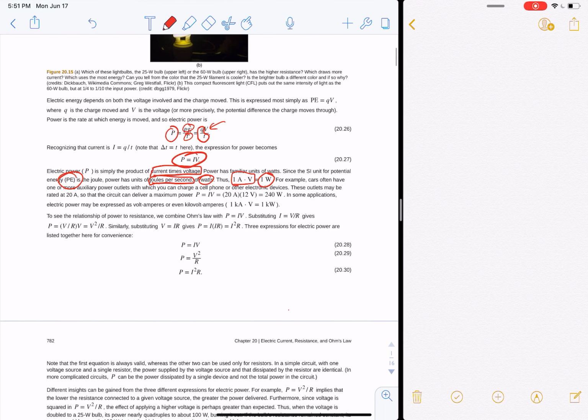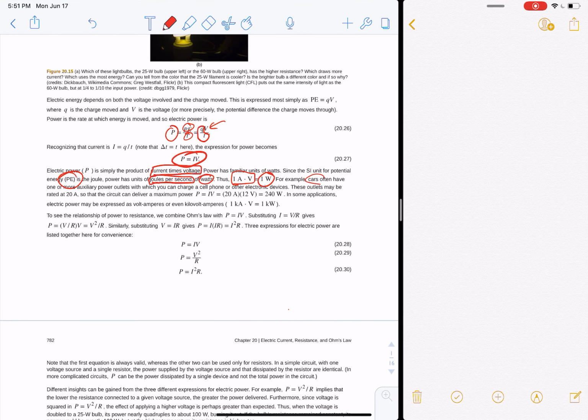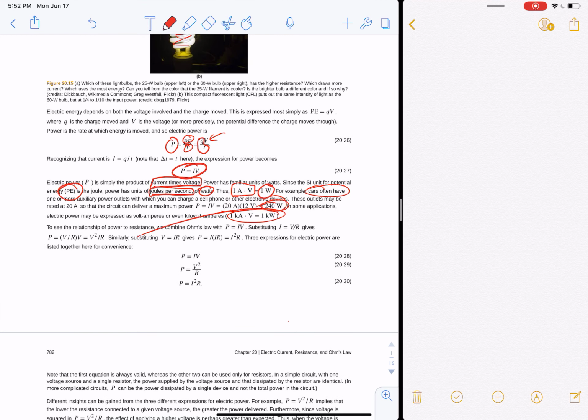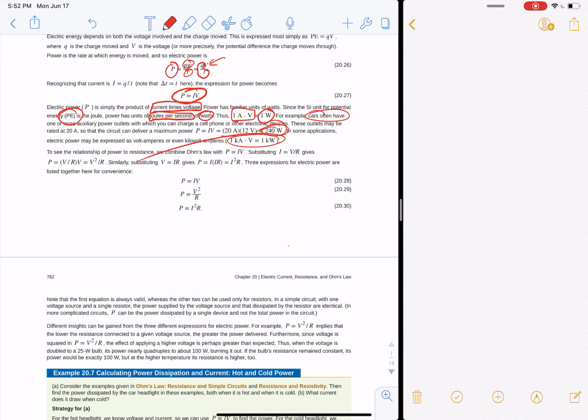Okay, so in a car, there used to be cigarette lighters. Now they're 12 volt outlets, and they're hooked to a battery, so they can output a maximum of 240 watts, because they could push out as much as 20 amps at 12 volts. So you can plug a microwave or a grill into your car and cook your hot dogs, or your tofu hot dogs. Anyway, sometimes we use kilowatts, which is 1,000 watts.